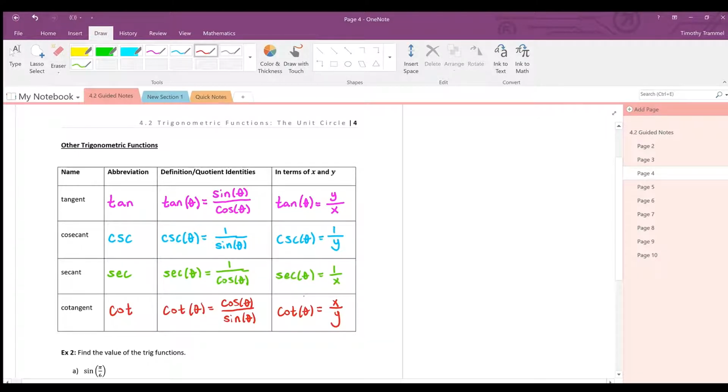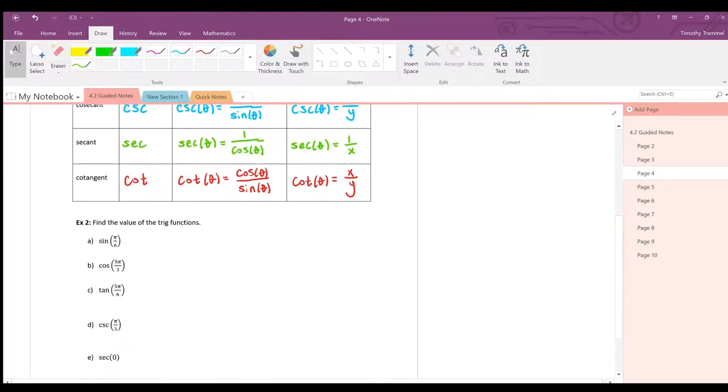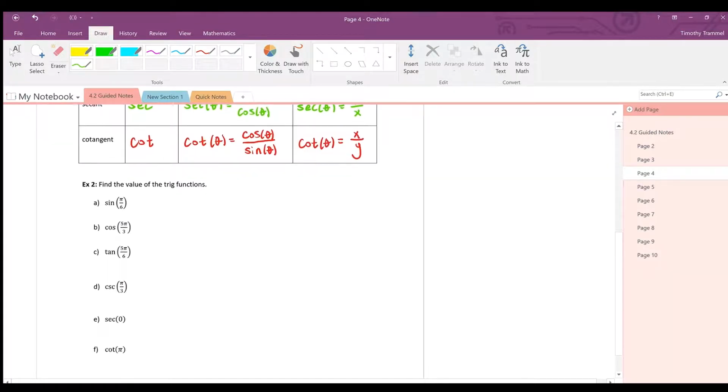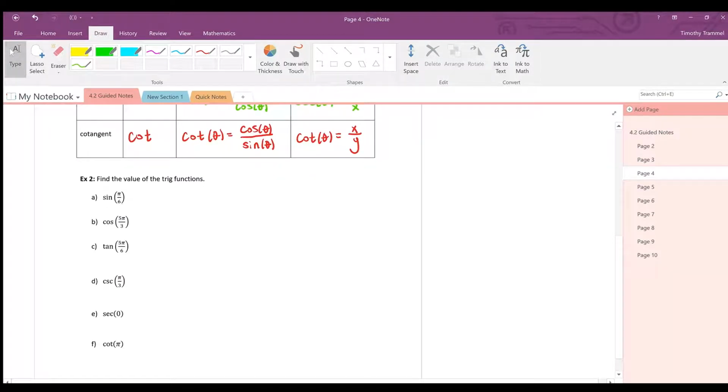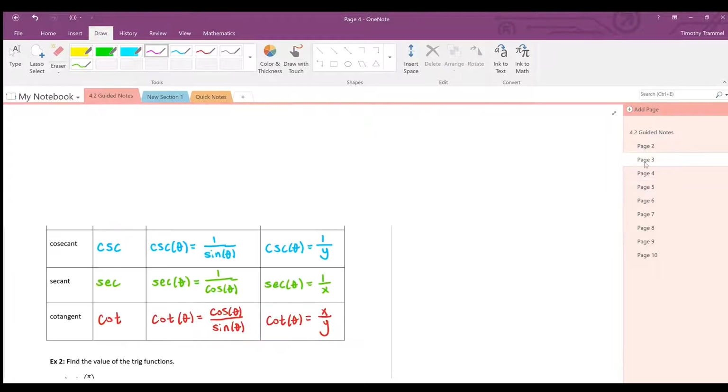So now that we know about these 4 functions and the other 2, we're going to see if we can evaluate them at certain angles using our unit circle. Let's start off here with pi over 6. Before I go back to my unit circle, we need to remember that sine of an angle is going to be the y coordinate on our unit circle. So let's go back.